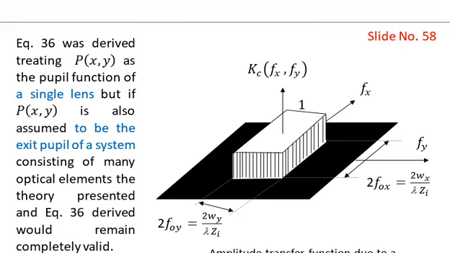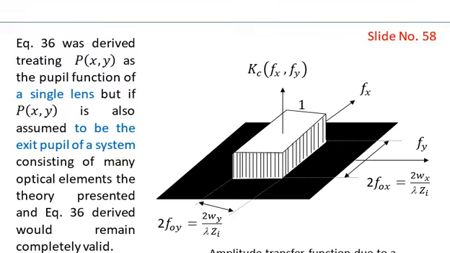Here we have shown the shape of the rectangular transfer function due to the rectangular pupil function we have used. Look at that, the magnitude, the height of this, is 1. We have shown the two axes, fx axis and fy axis. You can see that the width along the fy frequency is 2f0y, which is 2wy over lambda zi, and along the fx frequency the width of this rectangular transfer function is 2f0x, which is equal to 2wx over lambda zi.